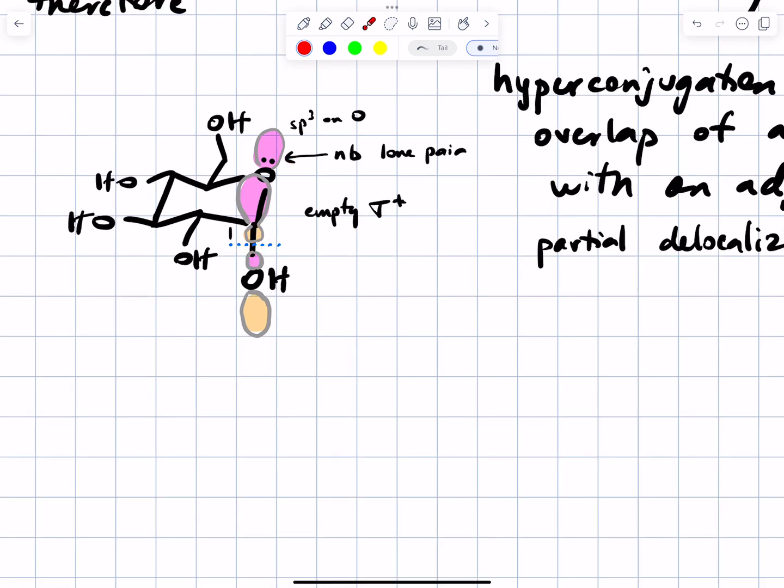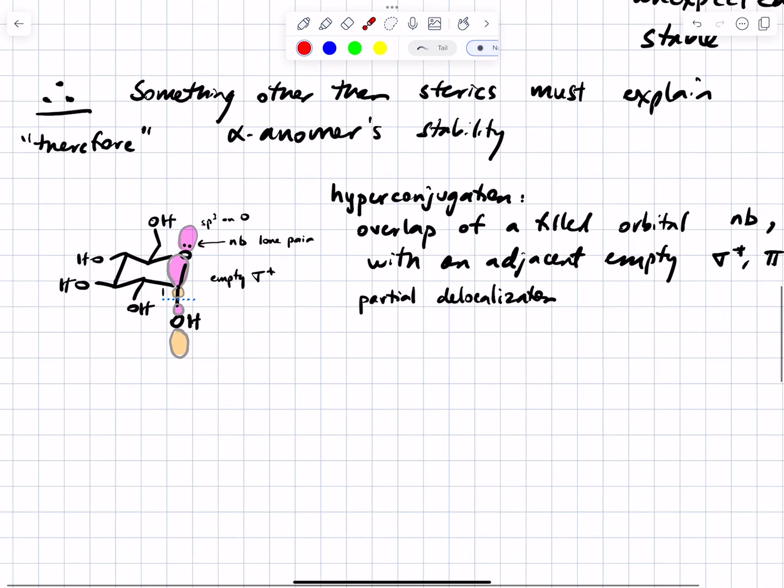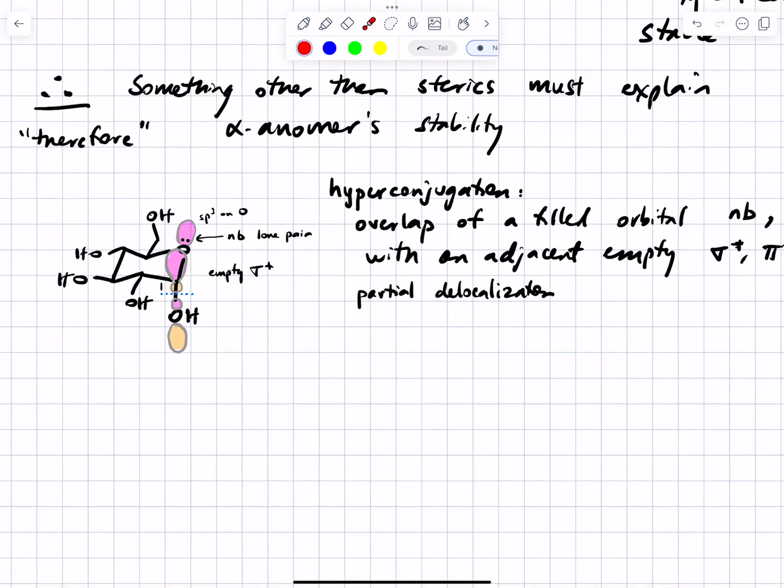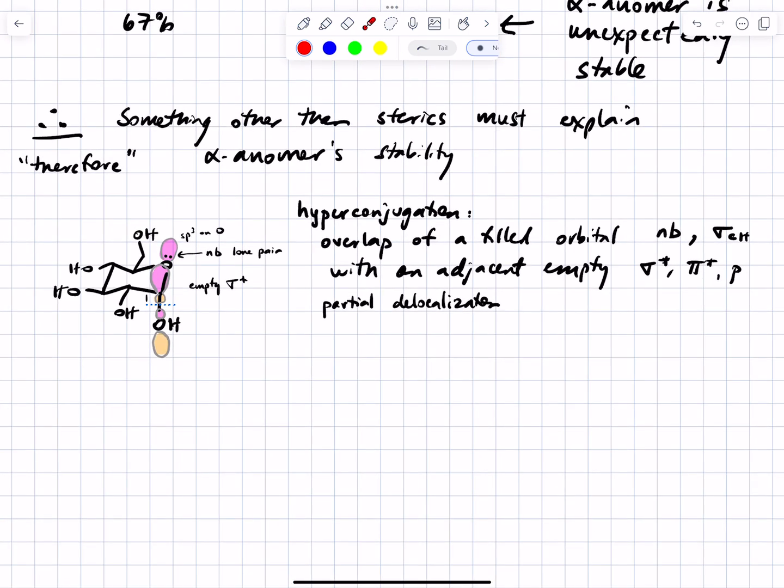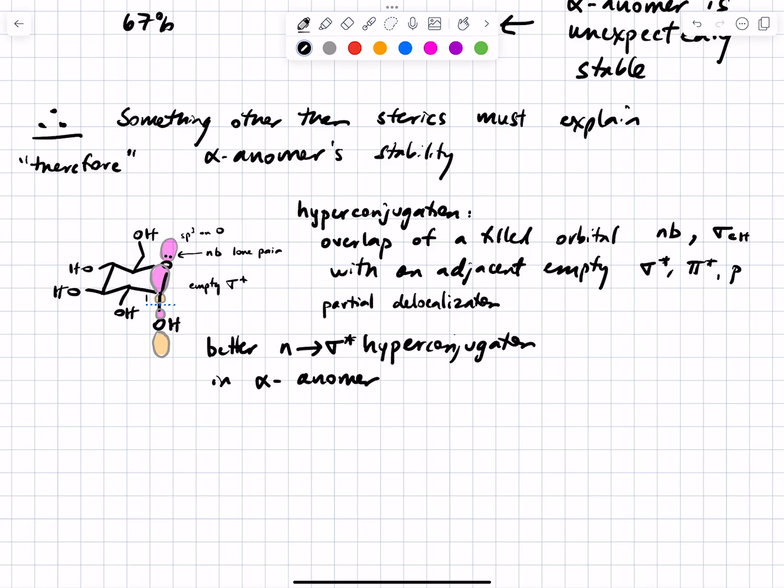And so overall, it's stabilizing. That's possible in the alpha anomer because the axial down OH group puts the sigma star right and lined up with the adjacent lone pair. We won't draw this, but I'll just highlight it here. There's better what we would call n to sigma star hyperconjugation in the alpha anomer than in the beta anomer.